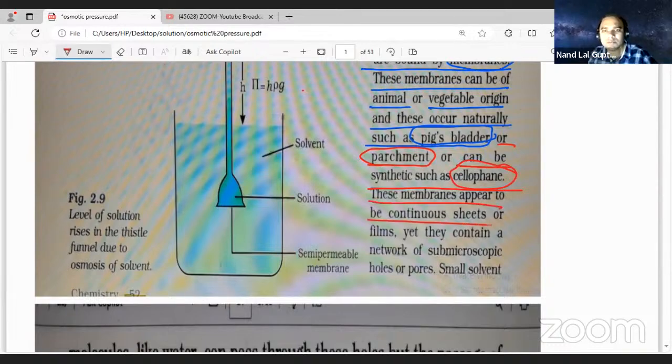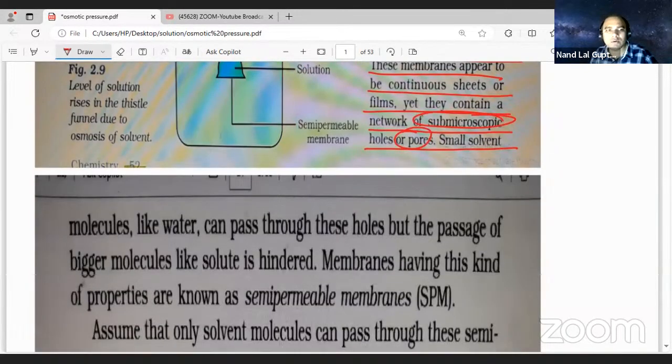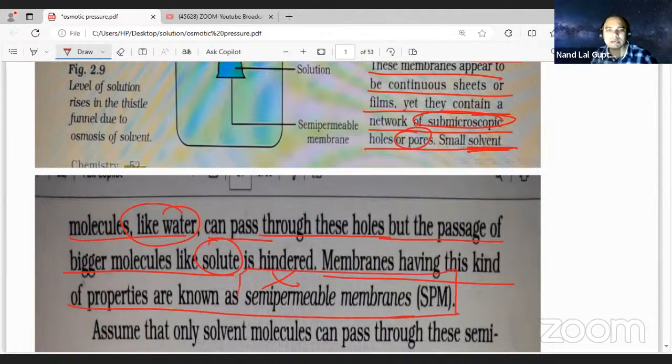These membranes appear to be a continuous sheet or film, yet they contain a network of microscopic pores. So what does the SPM contain? Microscopic pores, student. A small solvent molecule like water can pass through these holes, not the solute, but the passage of bigger molecules like solute is hindered. Only solvent can pass. A membrane having this kind of property is known as a semi-permeable membrane, the SPM, which allows only solvent particles to move.